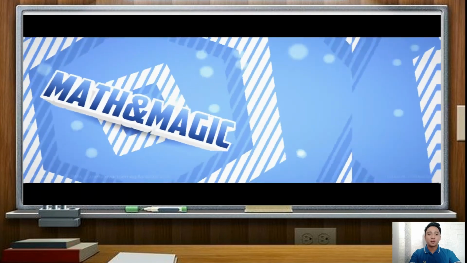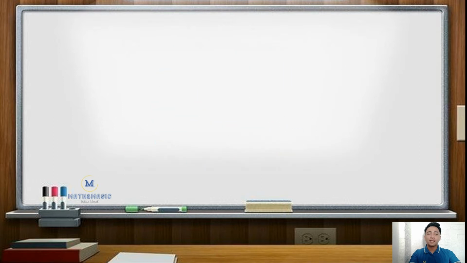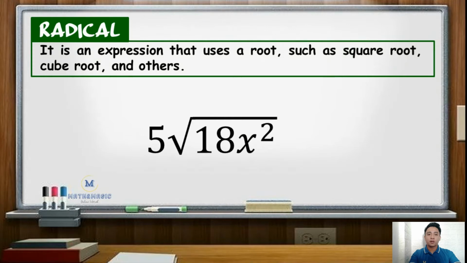For today's video, I will teach you how to simplify radical expressions. By definition, a radical is an expression that uses a root, such as square root, cube root, and others. The expression 5 square root of 18x squared is an example of a radical expression.